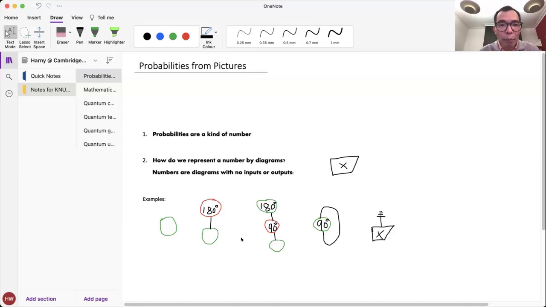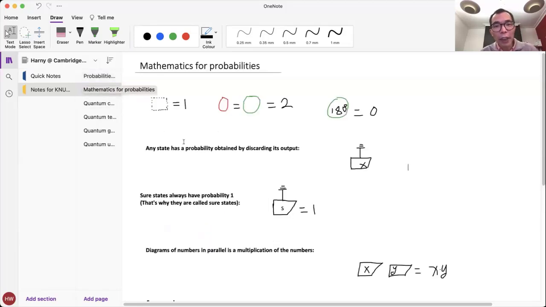But particularly for probabilities, they are kind of special, right? So how do the diagrams look for probabilities? Here we have some very simple math for the probabilities. First, we have some very special numbers which are represented by special diagrams.